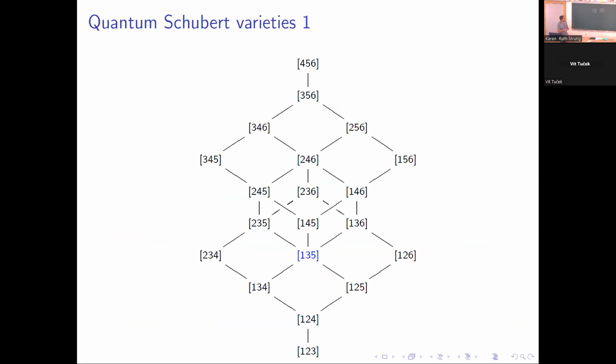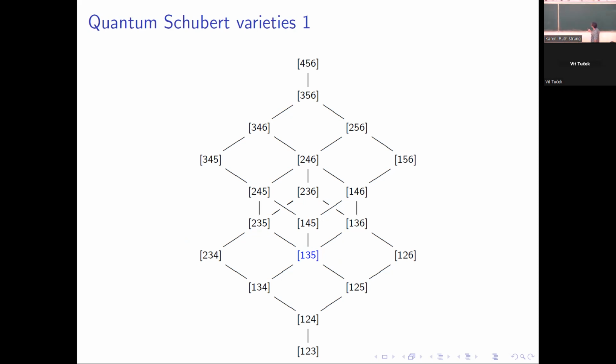Okay, right. We can't compute the PI degree for every quantum positroid variety, but we can try to do that for quantum Schubert varieties, which is a first approximation to the problem. So what is a quantum Schubert variety?